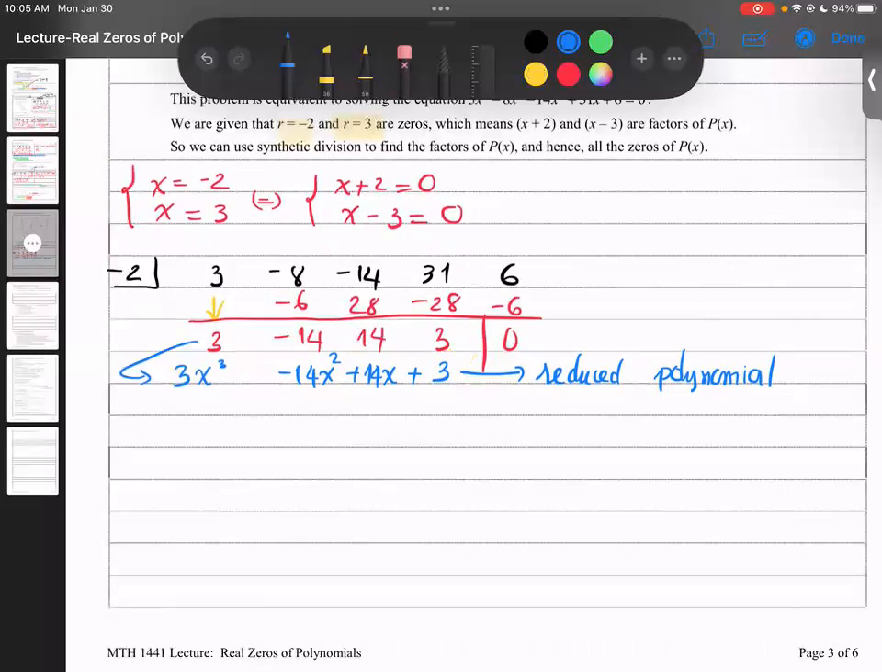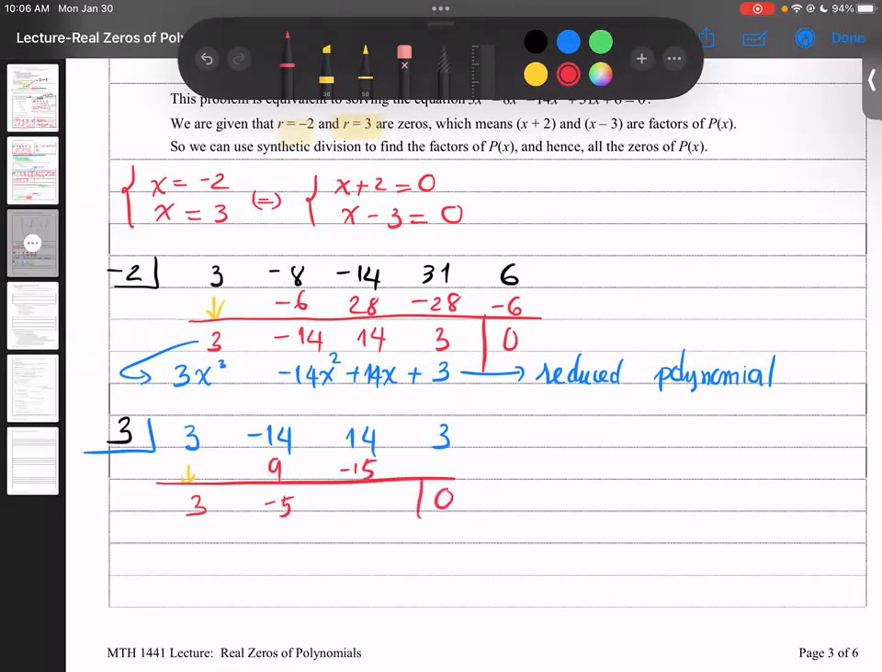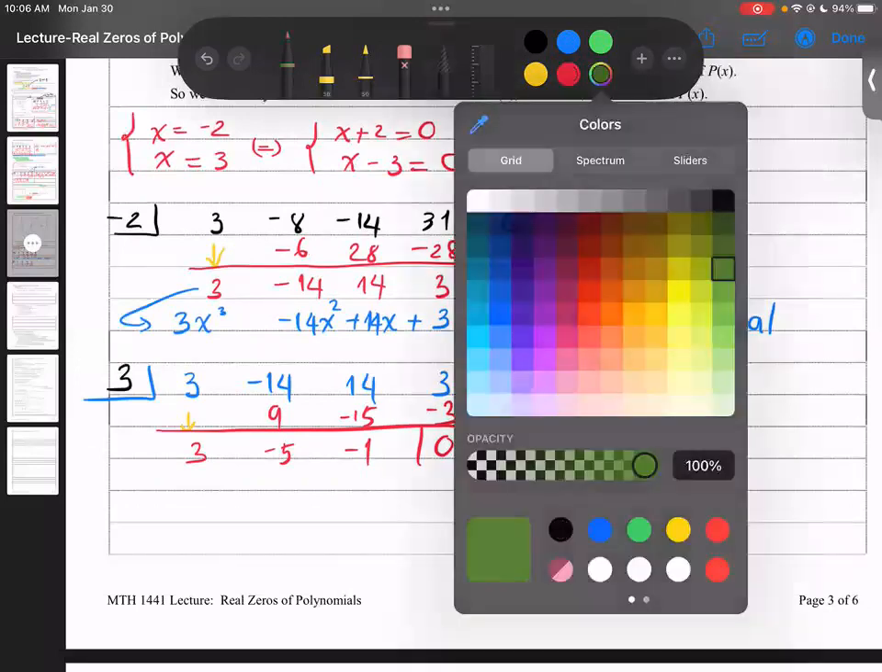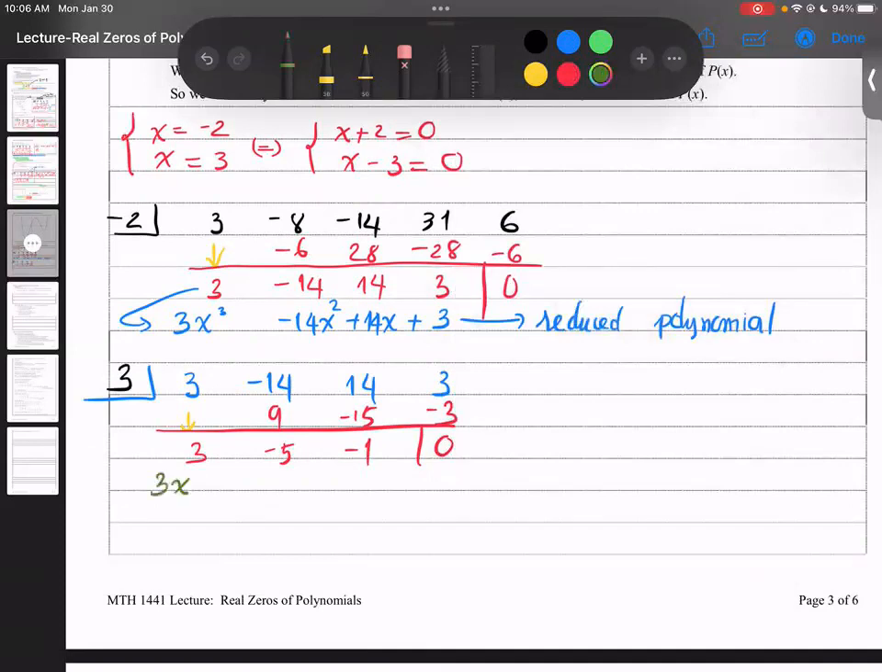Now it's going to be 3, negative 14, 14 and 3. And in the box, it's going to be my second zero, which is 3. I know the drill. Just keep doing using synthetic. Negative 5, negative 15. Again, you should have 0 here. Negative 1, negative 3, so 0. If you don't have a 0 for the remainder, something is wrong. Now I have another reduced polynomial, which is 3x squared minus 5x minus 1.